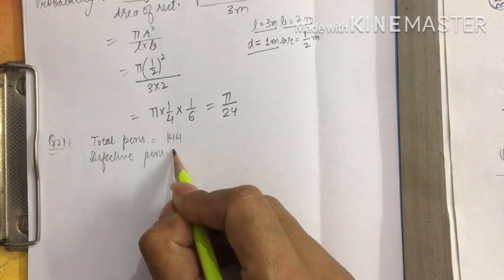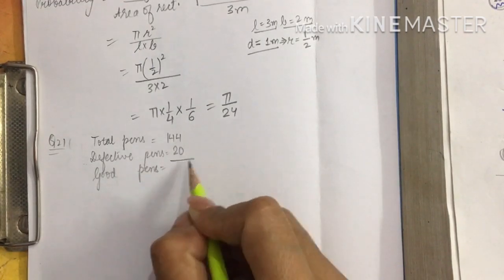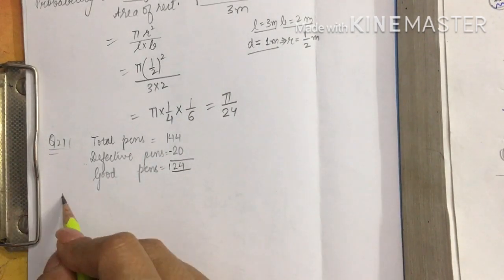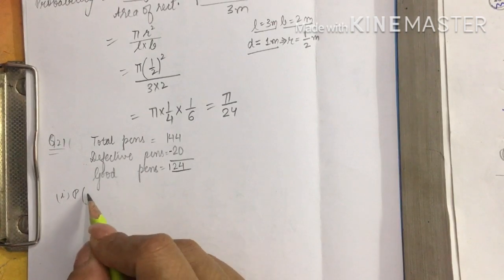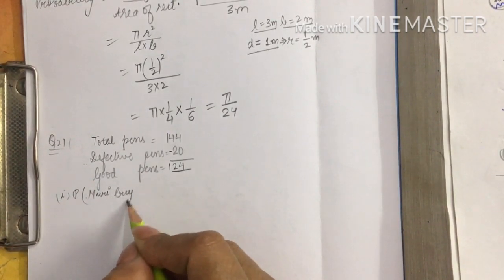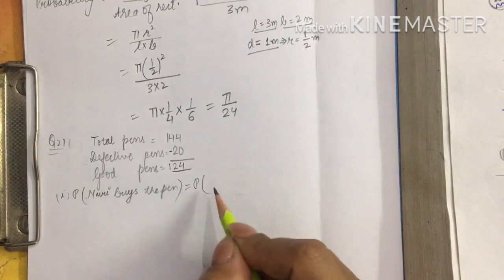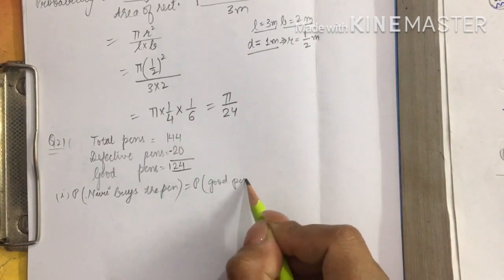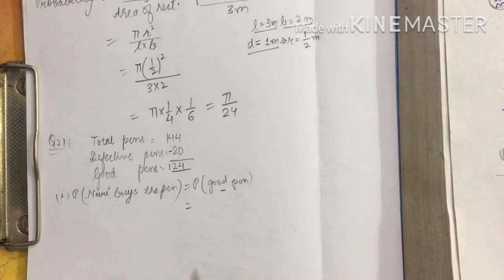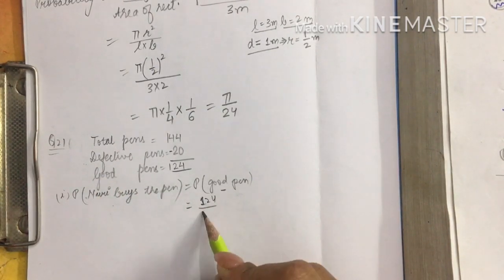Defective pens is 20. So good pens, subtract, this is what you get. And now the first case, probability that Noori buys the pen is equal to the probability of getting a good pen. She will buy the pen only if the pen is a good pen. So for the probability of a good pen, number of good pens over total number of pens.